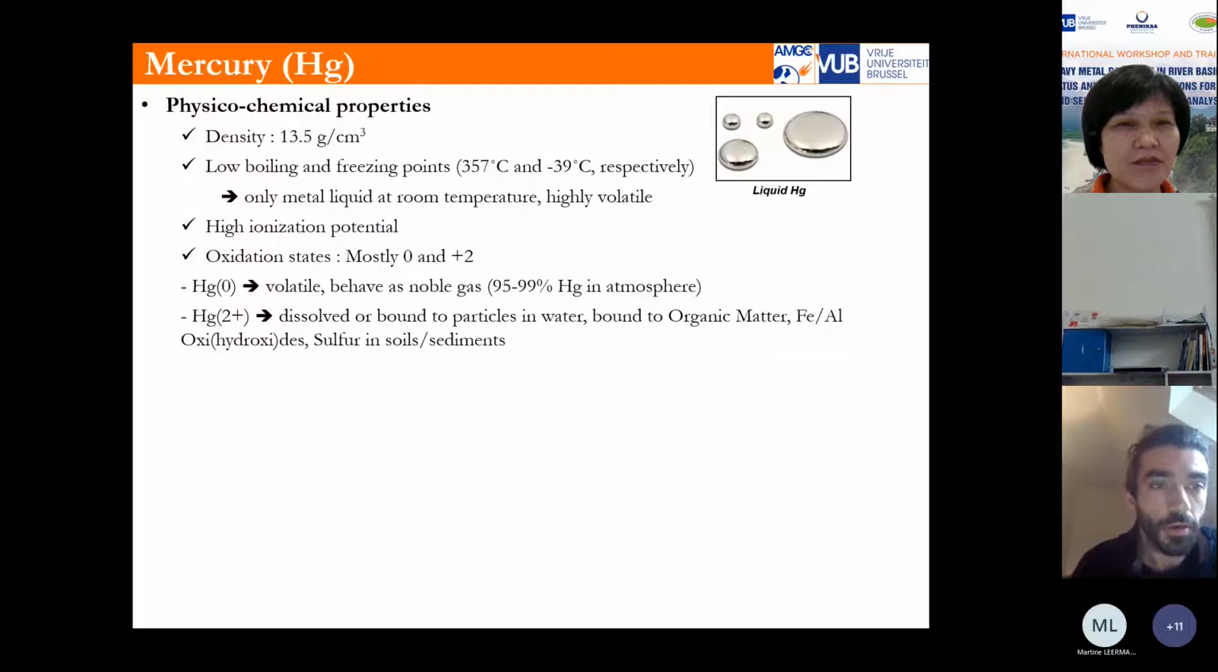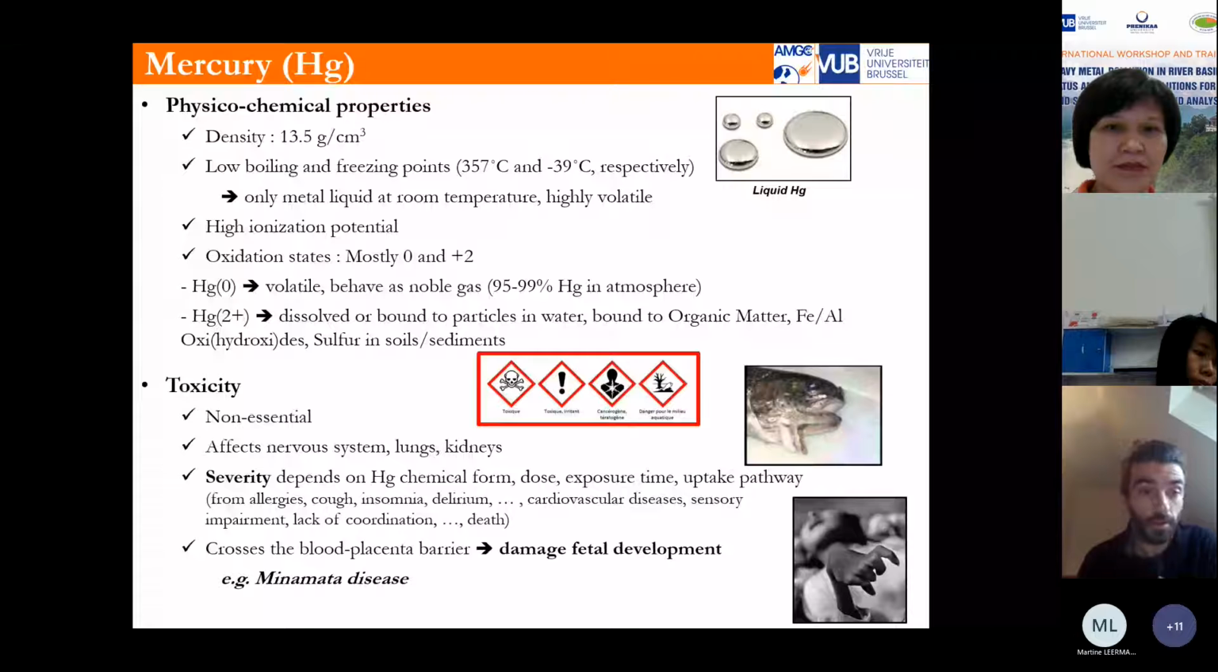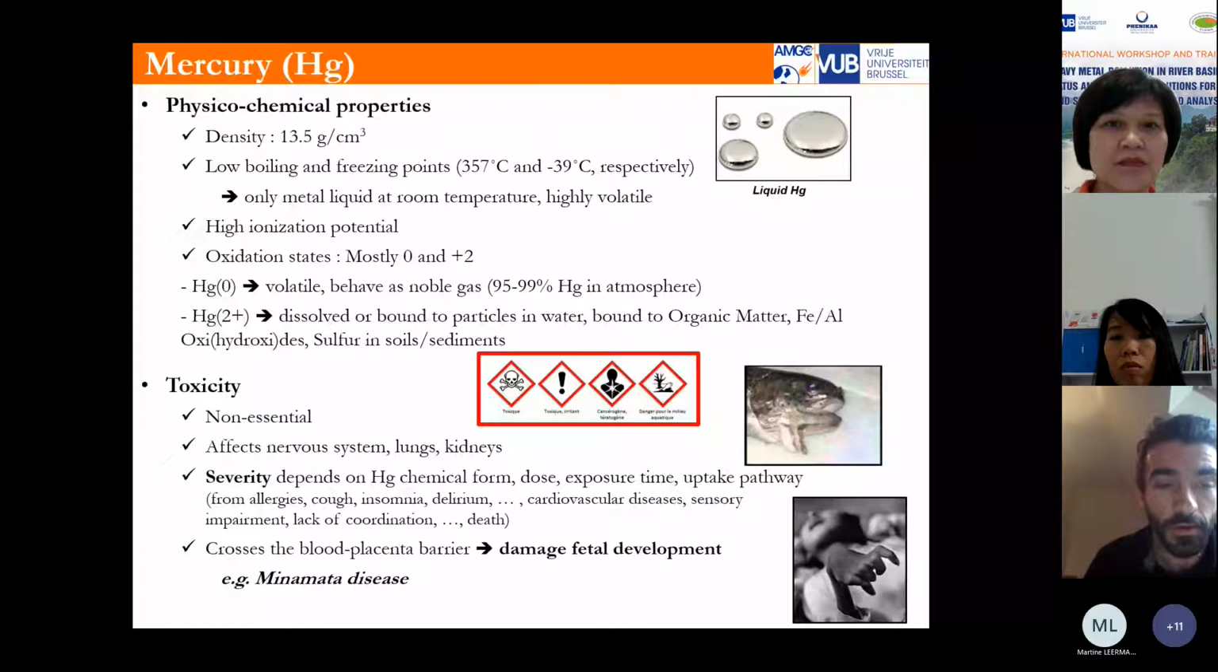And this mercury 2+ will be in the aquatic system either as dissolved or bound to particle. And actually, if it's bound to particle in the water or if it's in the soil, it really likes to bind with organic matter and sulfur, which we will see later is an important feature. And also it's a very toxic element, and the severity of the toxicity depends on many factors, such as the chemical form, the dose, exposure time, and the way you uptake it.